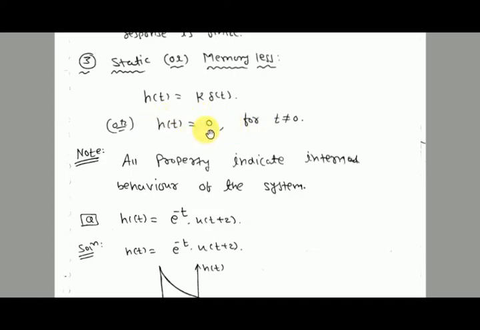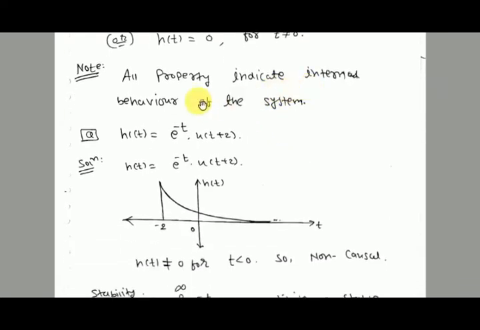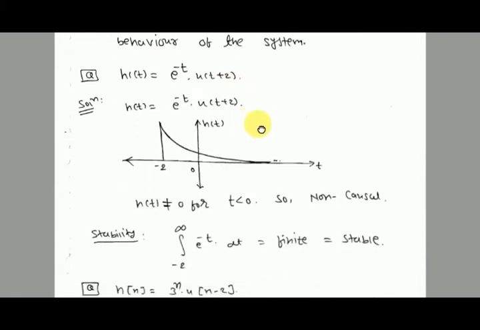Using this, you can conclude the following. Remember, for a causal system h of t should be 0 for t less than 0, and for a static system h of t should be 0 for all t not equal to 0. So all static systems are causal systems. But all causal systems are not static. All these properties indicate the internal behavior of the system.